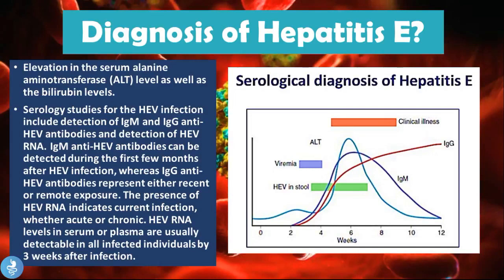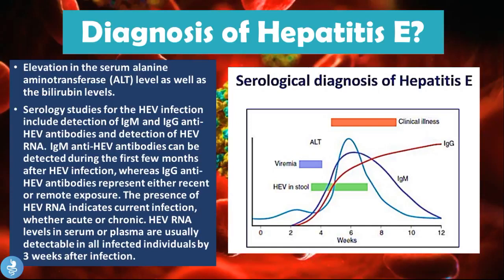So the presence of the HEV RNA indicates a current infection, whether it is acute or chronic, and the HEV RNA levels in serum or plasma are usually detectable in all infected individuals by about 3 weeks after the infection. As we see here, we see the HEV in stool, but it can also be present in the blood. And this is actually how we can diagnose hepatitis E for sure, if we find the HEV RNA, which is the genetic makeup of the virus.